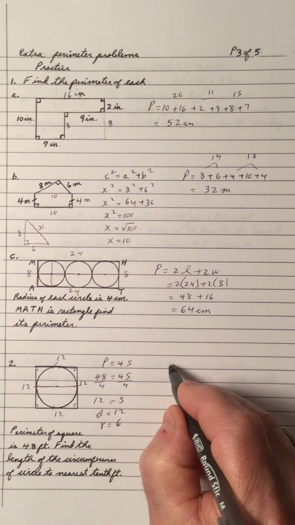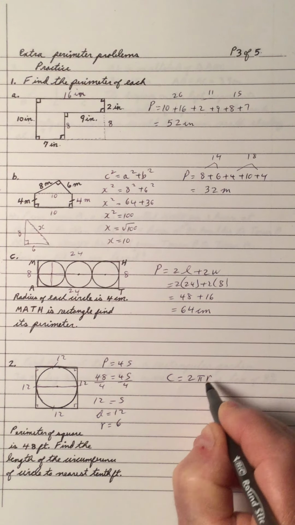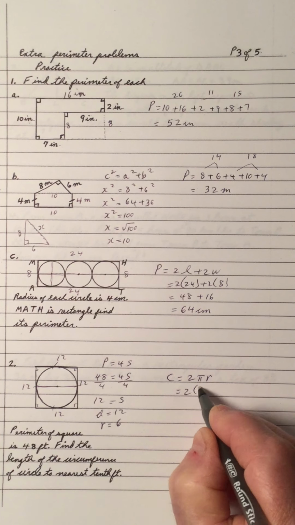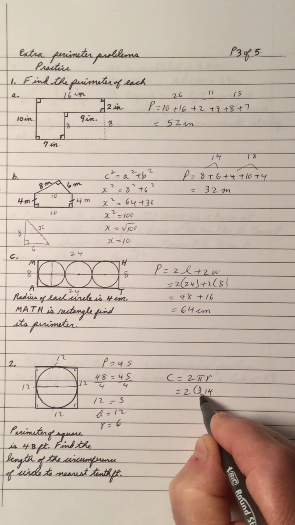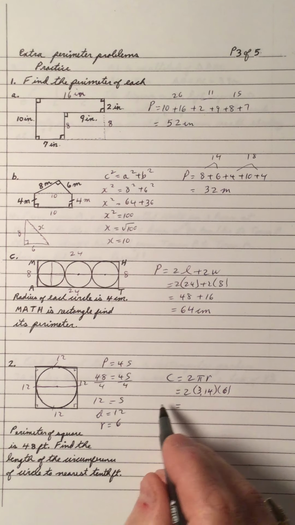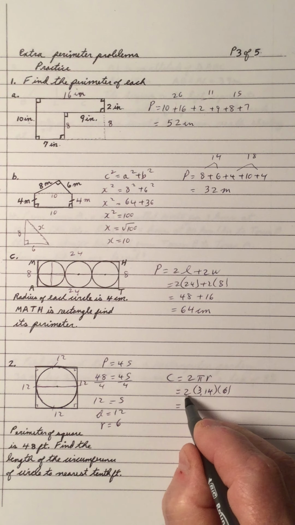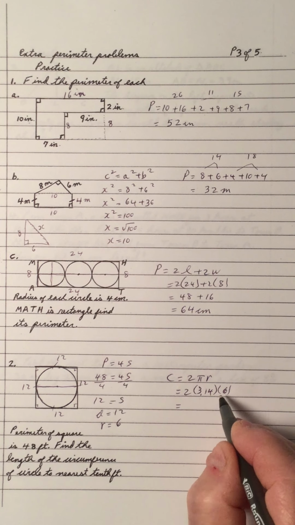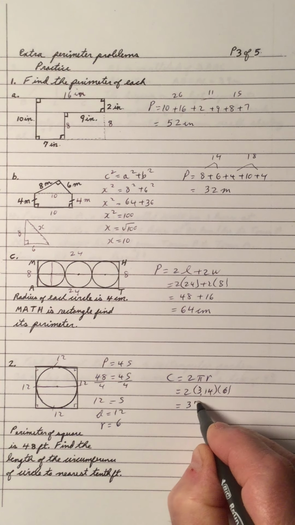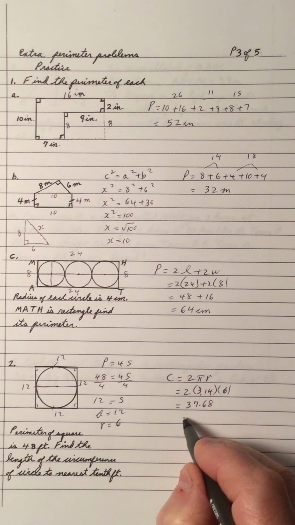And to get the circumference, I need the formula. C is equal to 2 pi r. 2 pi, we say, is 3.14 approximately. The radius is 6. And we multiply all that out with a calculator. We'll go 2 times 3.14 times 6, and we'll get 37.68. But we want to round it to the nearest tenth.